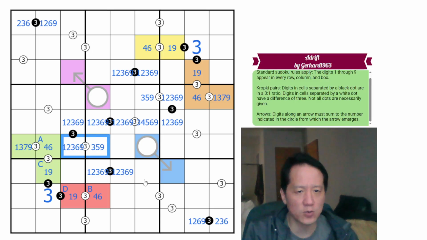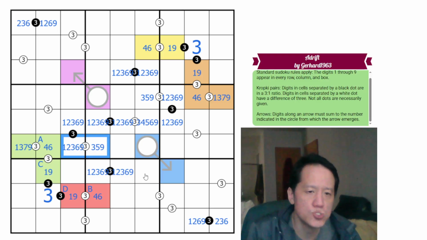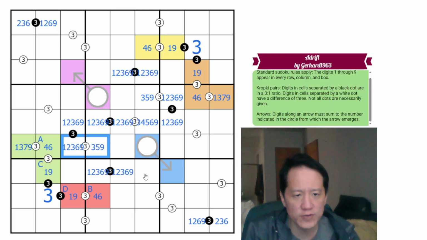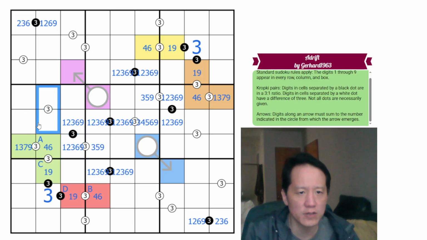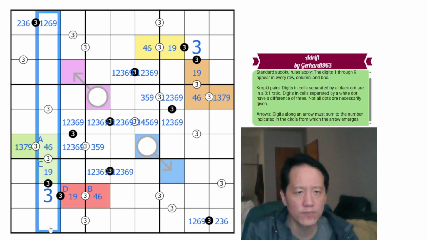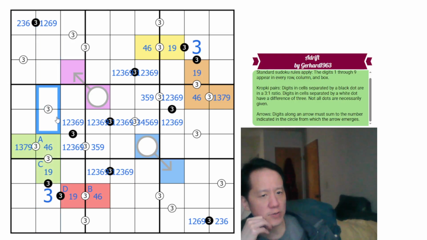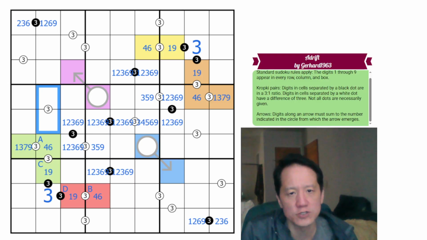Therefore, these cannot be green. They could be red or something else. Not sure if that's helpful. These can't be green either, because there's 2 greens in the same column. Therefore, they have to be a different color. It could be red or it could be some other color. We're not sure.